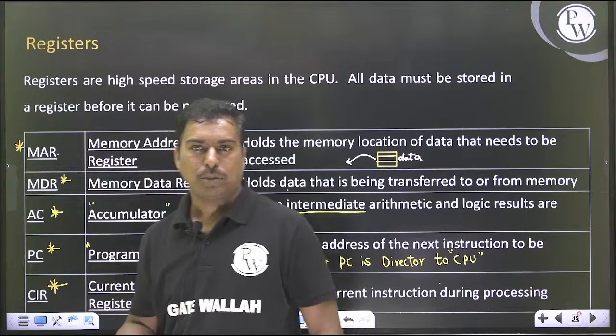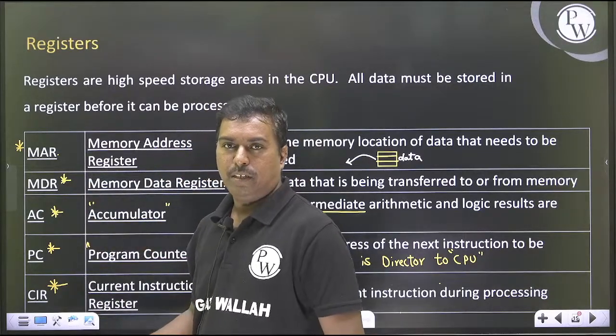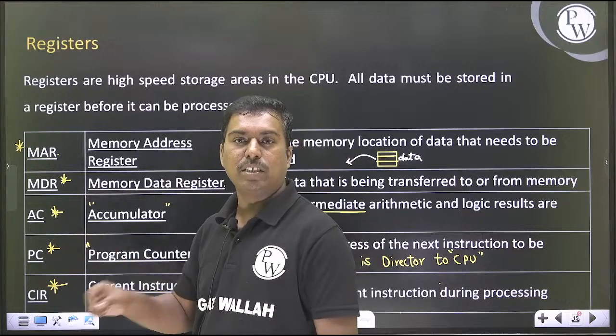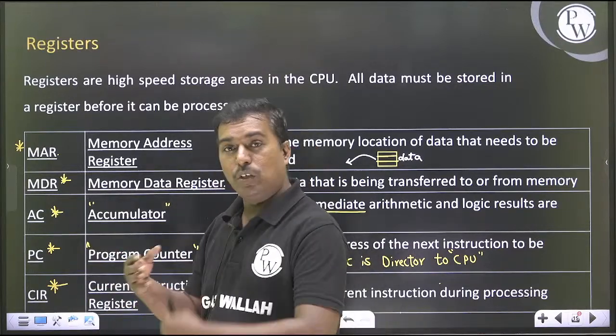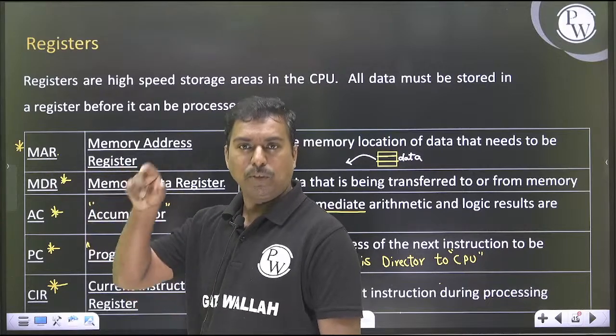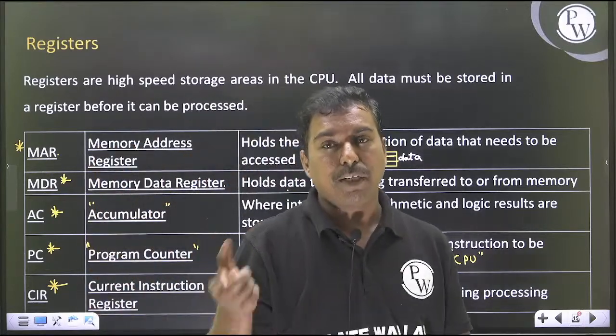In different microprocessors these registers have different names. For example, in 8085 the accumulator is called A. In 8086 it is called AX. In 80186 and 286 it is called EAX. Something like that. So there is an extension, but the purpose is the same.